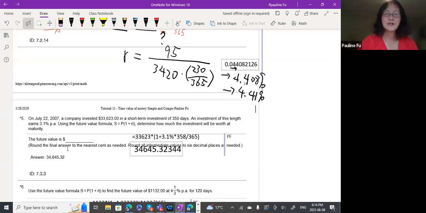So this question, we directly plug in this formula. S equal to P bracket 1 plus RT. P is the principal, 33,623. R is given 3.1%. And then T is 358 days divided by 365. Okay, and then you'll get this number.